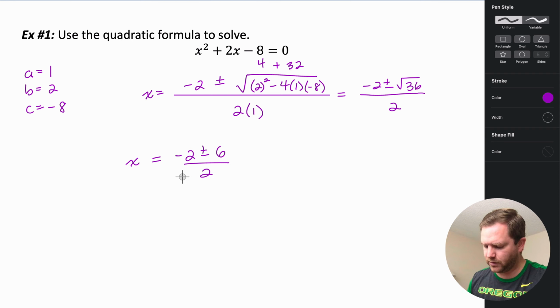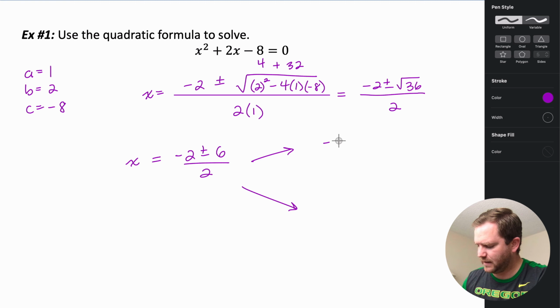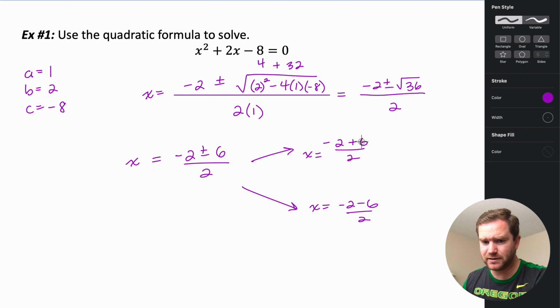And we're told that these are what our intercepts are going to be. Remember, this plus or minus really is just telling us we have 2 different values here. It's negative 2 plus 6 over 2, that's what x is equal to, or x is equal to negative 2 minus 6 all over 2. And then just simplify. So negative 2 plus 6, that's 4. 4 divided by 2 is 2.